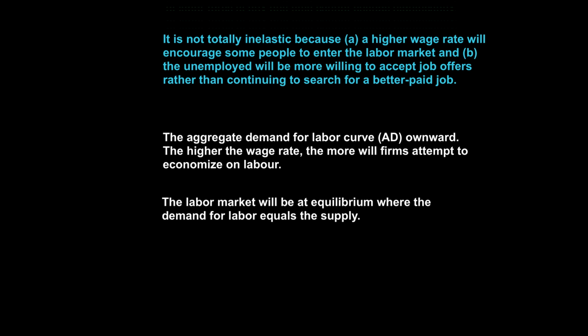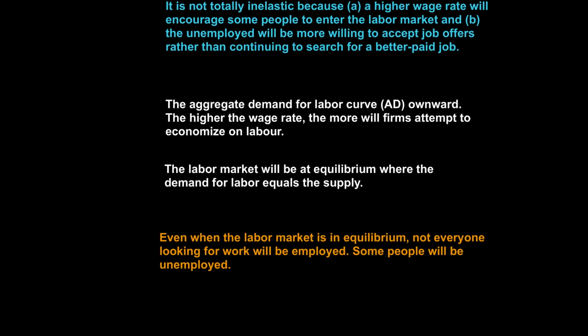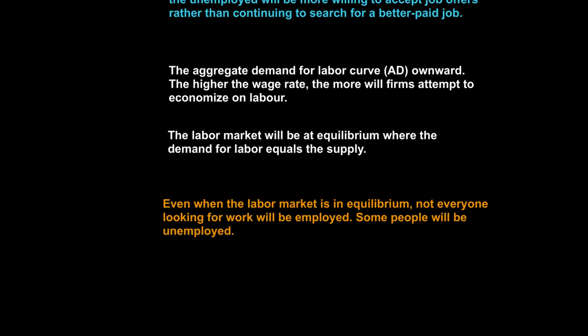Now, even when the labor market is in equilibrium, one thing we need to understand is that not everyone who wants to work or is willing to work will be employed. Some people actually stay unemployed because they might be looking for better jobs, they might not be happy with the current wage rate, and so on. So we say there are always some people in the economy who want to work but are not working right now because they're deciding to stay at home.